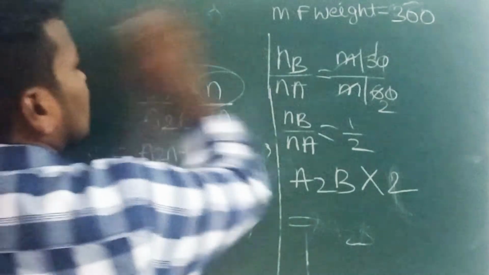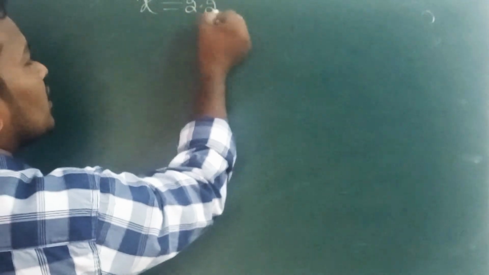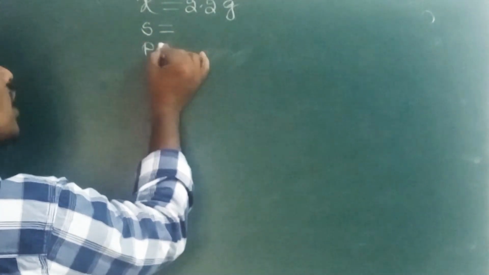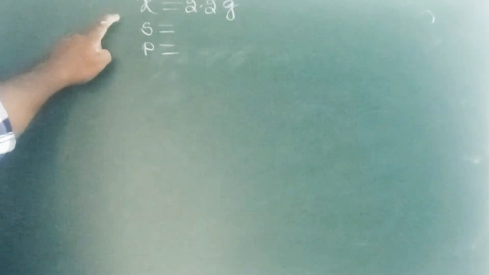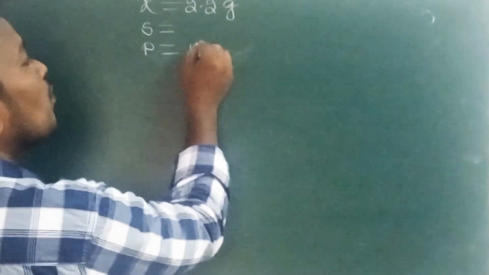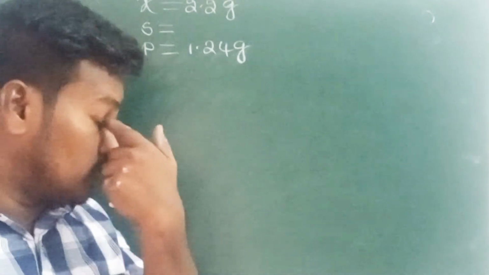Now you can see another numerical. Like this you can easily calculate the empirical formula and molecular formula. One compound is there, called X. X has a mass of 2.2 grams. X is a compound having sulfur and phosphorus. In this, phosphorus is 1.24 grams. They are asking for the molecular formula. That means they have given only two details.